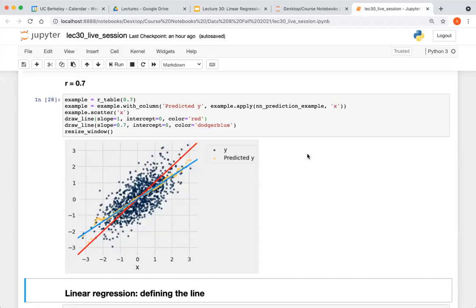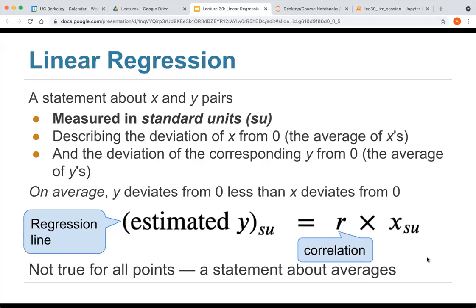So there is no y-intercept. That is, the y-intercept is 0. So we have the equation: our predicted value is the slope times the given value. Everything is being measured in standard units. And so what is the slope? It is the correlation. This is the equation of the regression line, but the variables happen to be measured in standard units.